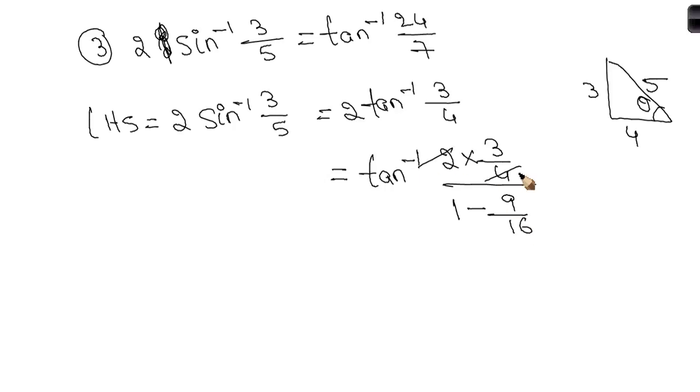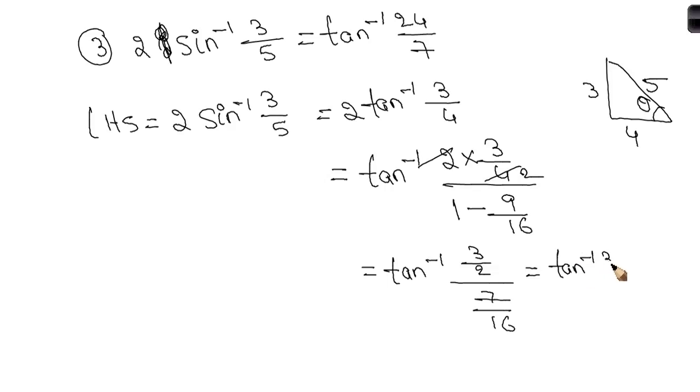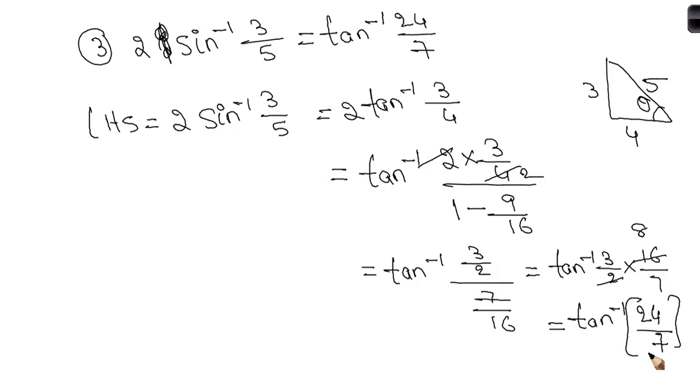So that is tan inverse of 3 upon 2 upon 7 upon 16. So that would be tan inverse of 3 upon 2 into 16 upon 7. This goes 8 times. That is tan inverse of 24 upon 7. That should be the answer. Okay, good.